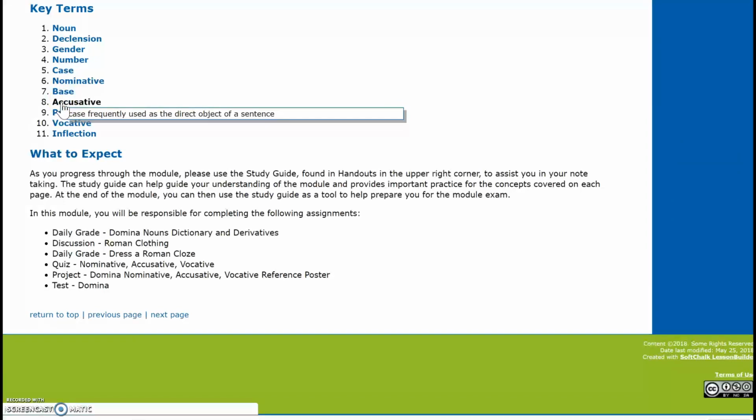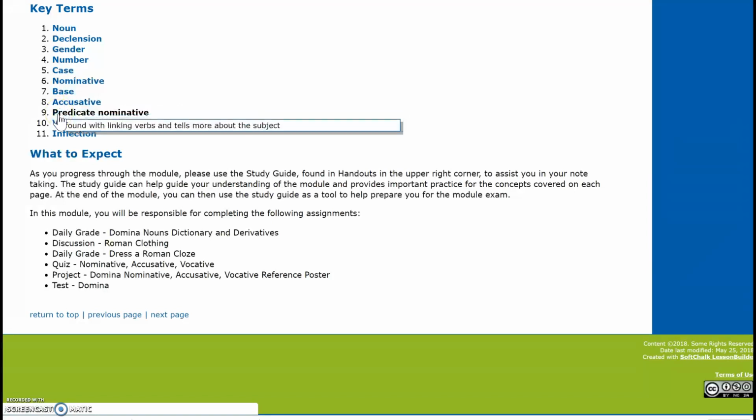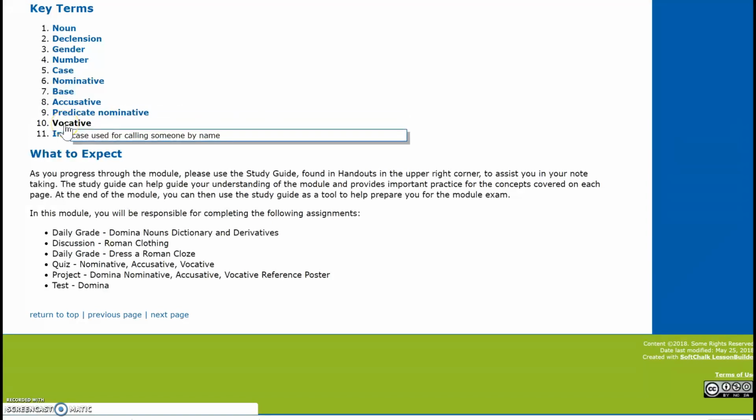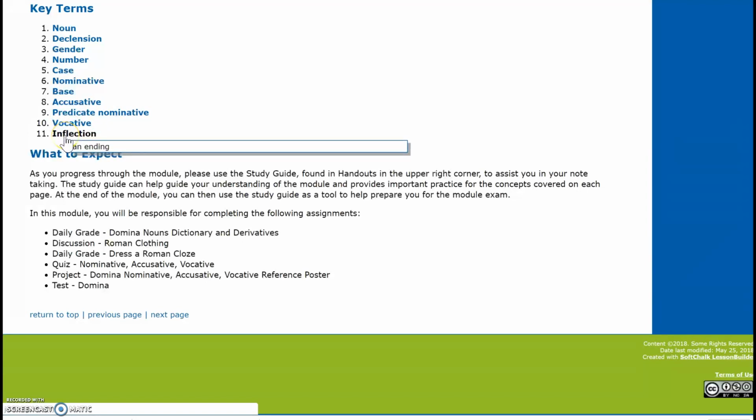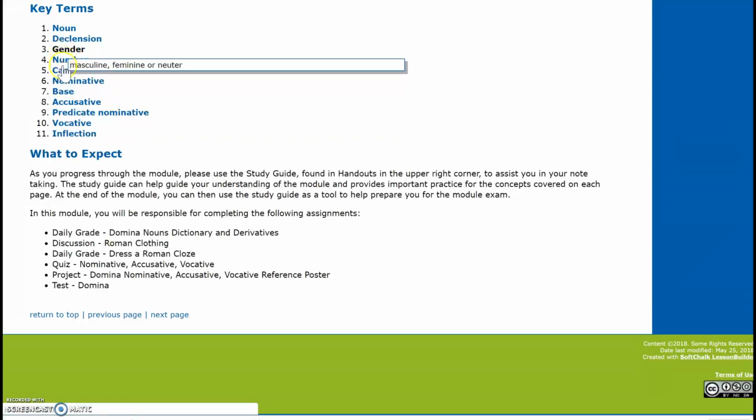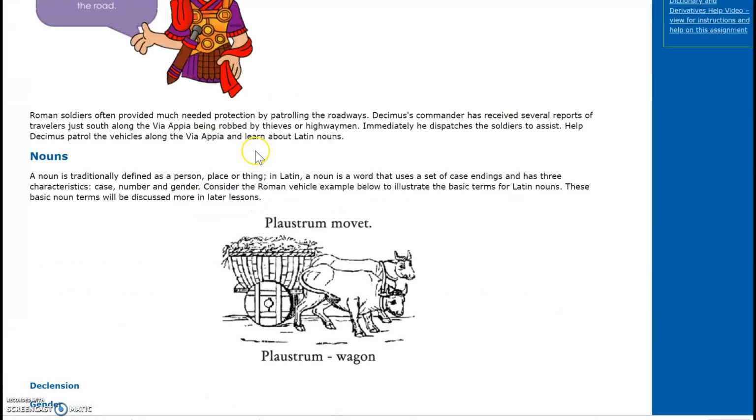An accusative is the case that is frequently used as the direct object of a sentence. Predicate nominative we just talked about. Vocative is calling someone by name, also called direct address. An inflection is the ending that we put on the end of this base up here. And I'm going to talk more about that. Let's go ahead and look at the next.